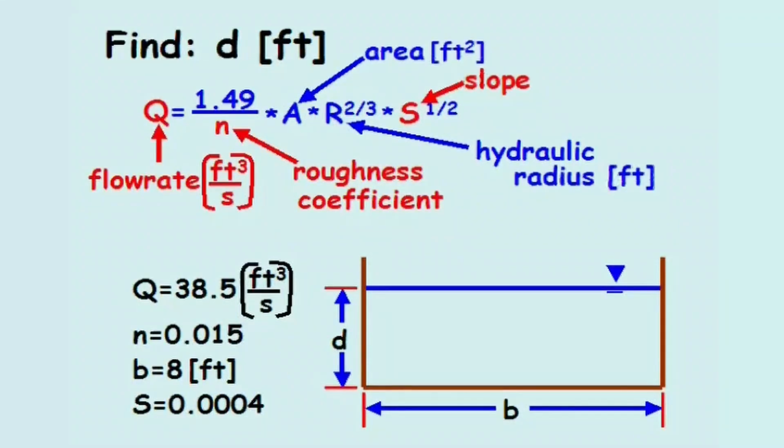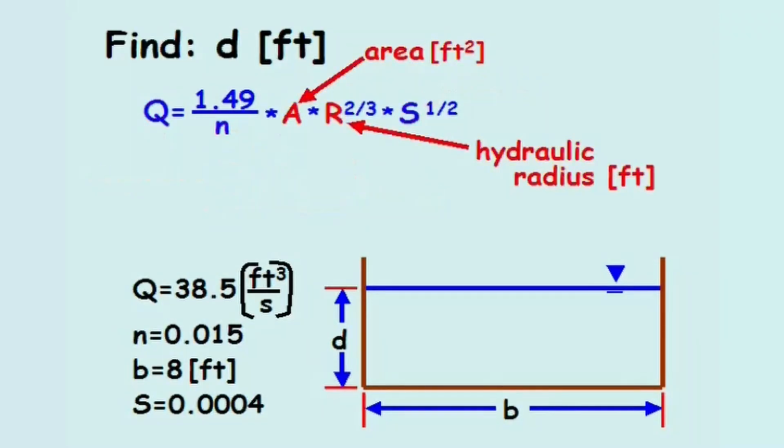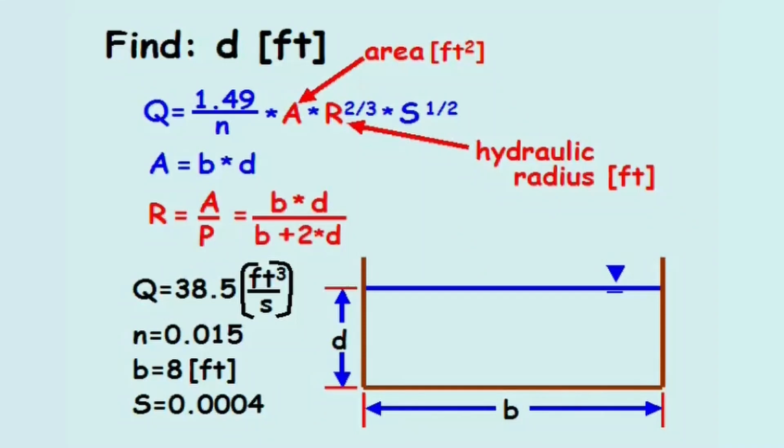The problem statement provides the flow rate, the roughness coefficient, and the slope. Currently, we do not know the area or hydraulic radius because they both depend on the unknown depth, d. The area equals the base width, b, times the depth, d. And the hydraulic radius equals the area of the channel divided by the wetted perimeter, or rather, b times d divided by the quantity b plus 2 times d.